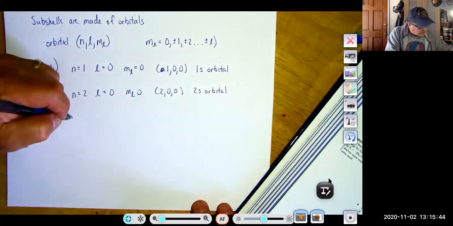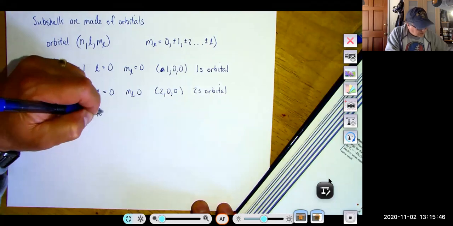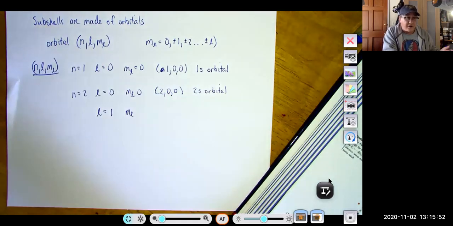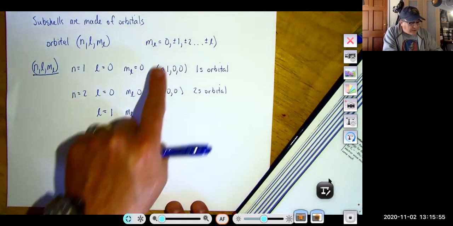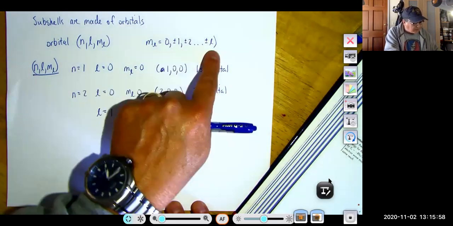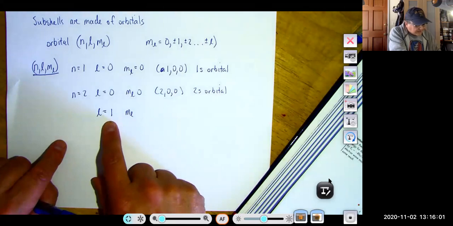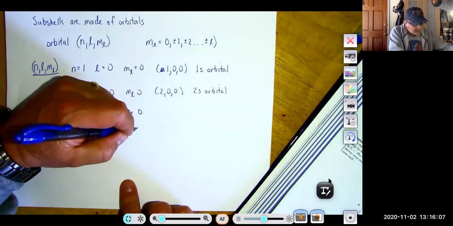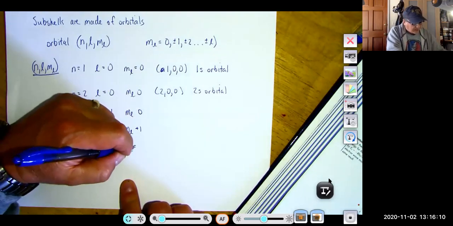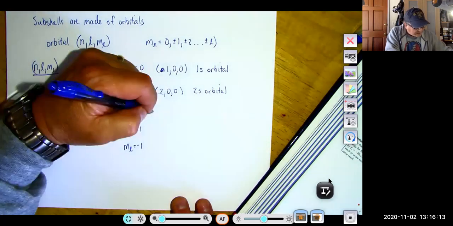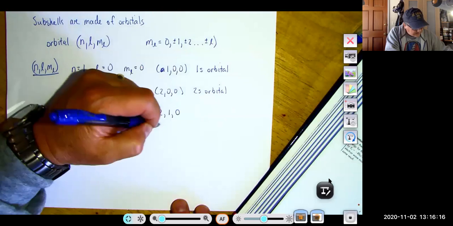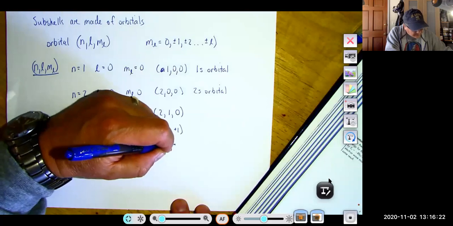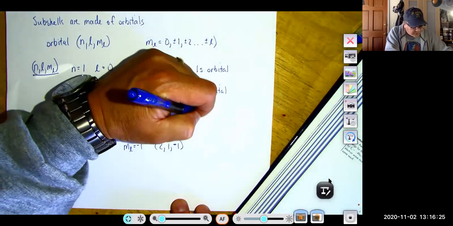And then you could have n equal 2, L equal 1, and this is by far the most interesting one that we're going to run into so far. M sub L can be 0 or plus or minus 1 all the way up to plus or minus L. So here, because L is 1, M sub L could be 0, M sub L could be plus 1, and M sub L could be minus 1. So what we have here is a 2, 1, 0, a 2, 1, plus 1, and a 2, 1, minus 1. And this is a 2p orbital.